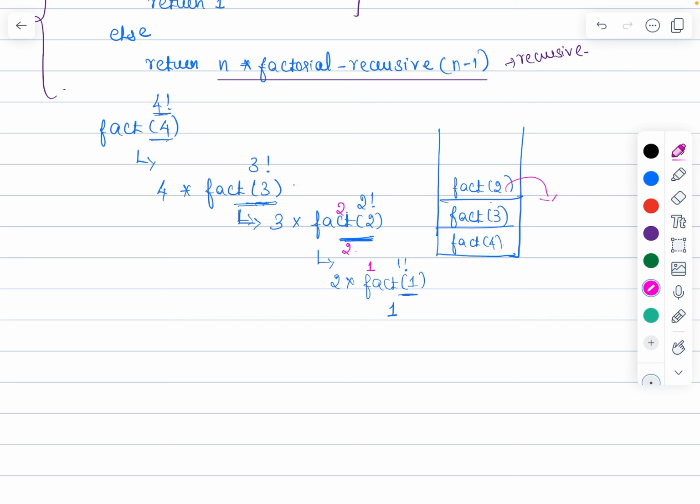3 into 2 is 6. So factorial of 2 is over. You just pop out 3. Since execution of factorial 2 is completed, you pop out factorial of 3 also. Now 4 into 6 is 24. Since execution of 3 factorial is completed, you can pop out factorial 4 also. So this is how the stack data structure works when it comes to recursion.